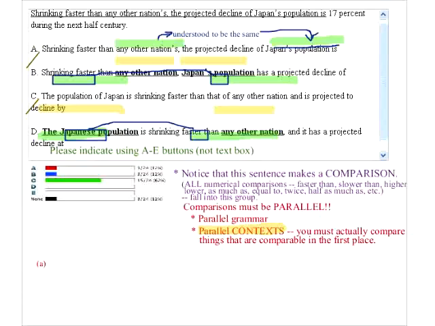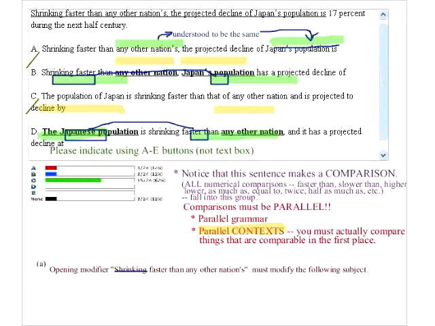There's the opening modifier, "shrinking faster than any other nations." It must modify the following subject. In general, when you start modifiers with -ing like this, it's got to modify the following subject. So that's incorrect because it doesn't. If you ask yourself what is shrinking, it's not the decline. So this is a modifier error.